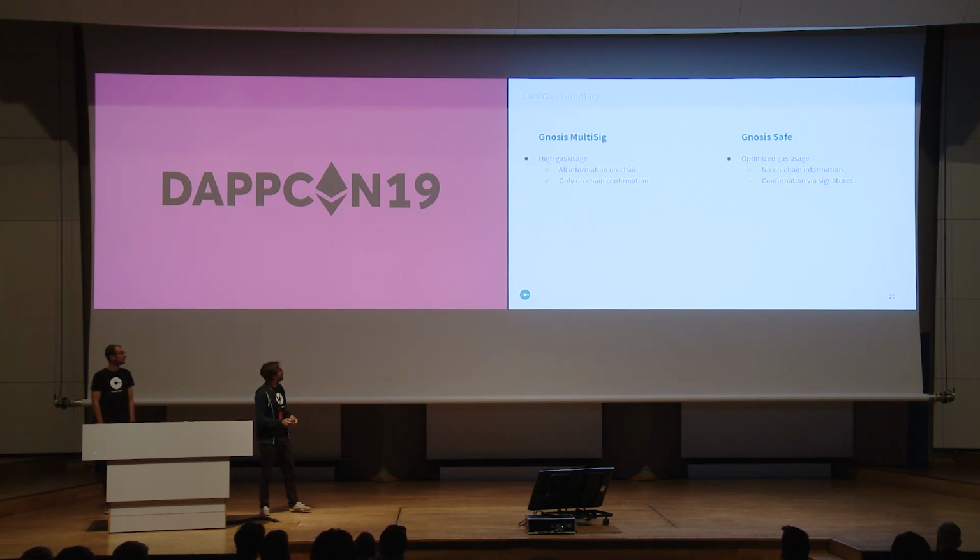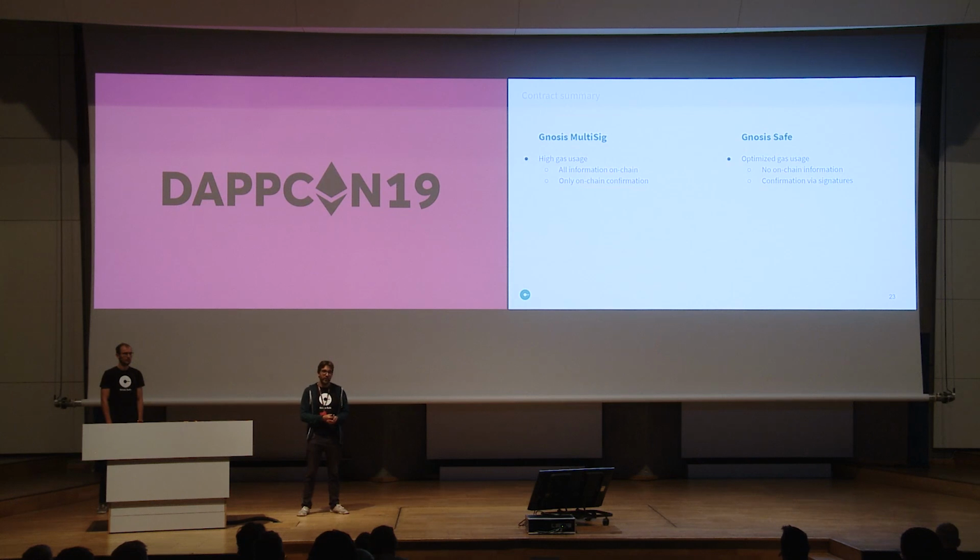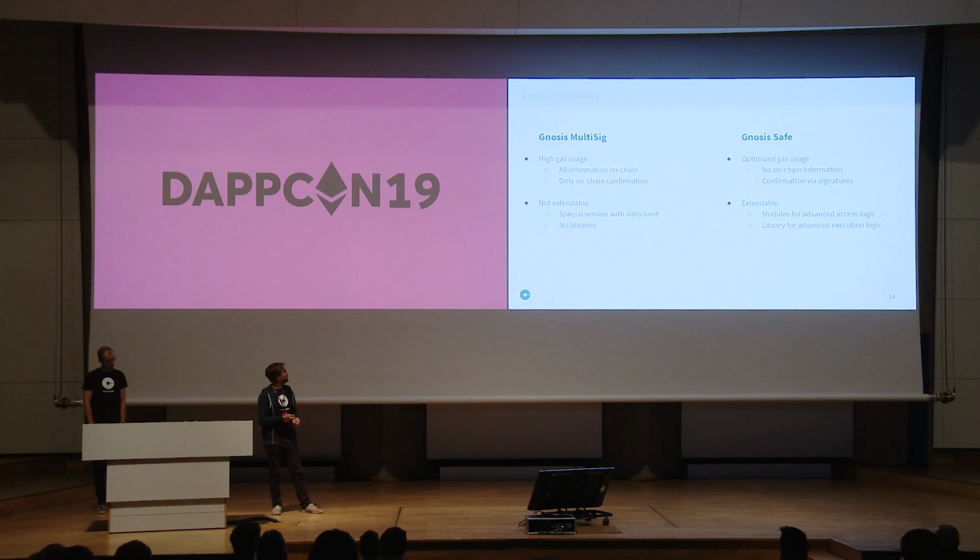So to summarize, how did we go from the old Gnosis multisig to the new Gnosis Safe? The old multisig had very high gas usage. All transaction information was stored on-chain. You had to use on-chain transactions to confirm the transactions. When you use the Safe, which is very optimized on gas, we don't store any information on-chain, and you can use off-chain signatures to save gas when confirming transactions.